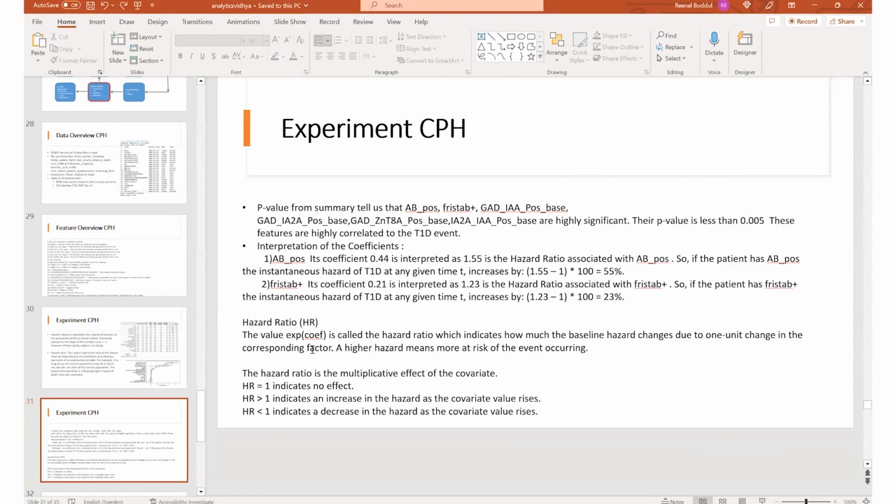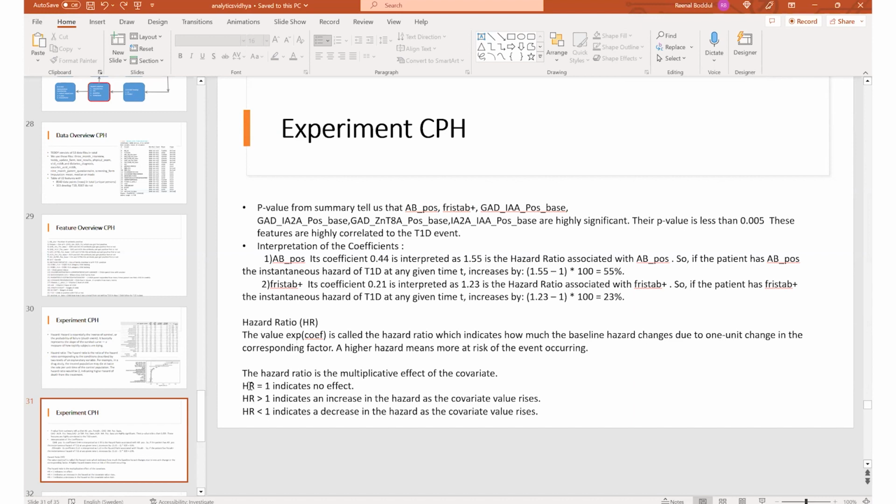Now, as we have seen, the hazard ratio indicates how much the baseline hazard changes due to a 1 unit change in the corresponding factor. As I mentioned, if I give the treatment, what is the change with respect to not giving the treatment? That ratio of change is given by the hazard ratio.